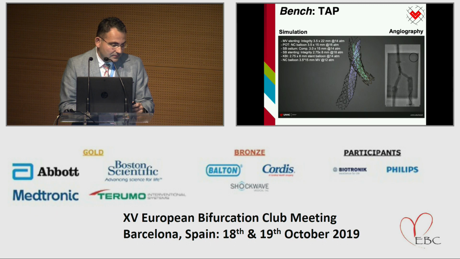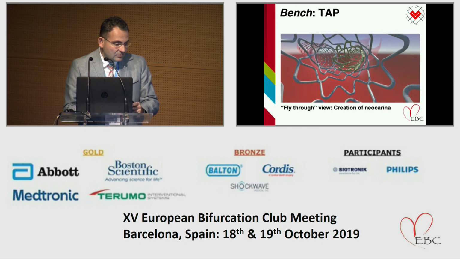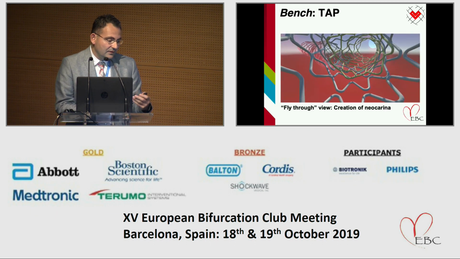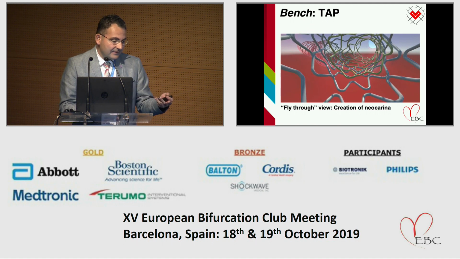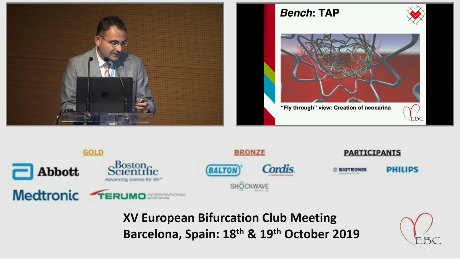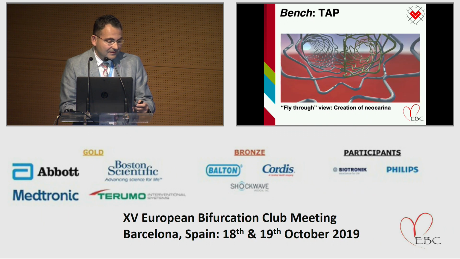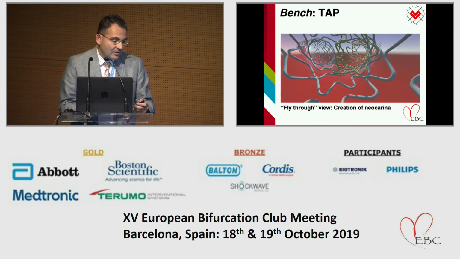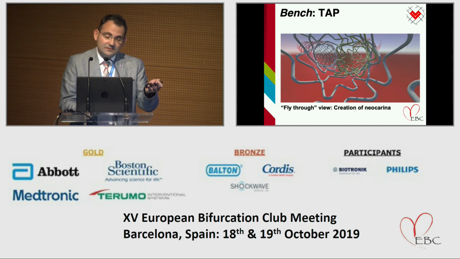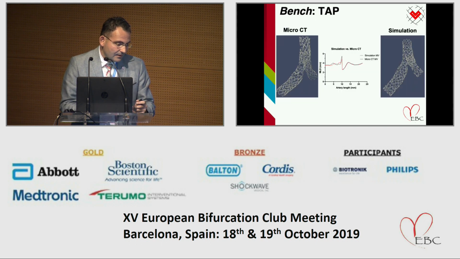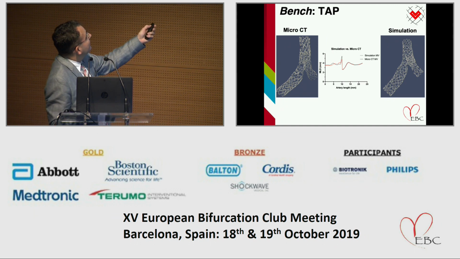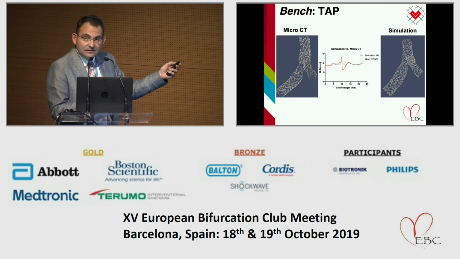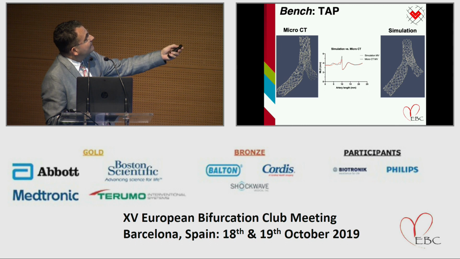And that's it. Also, this is the foundation for a fly-through, so we can fly through. You see here the deployment of the side branch stent, and then now there's an invisible balloon that with the kissing creates the neocarina. So that's how the neocarina looks from the inside. Here we have the micro-CT of the actual case, and that's the simulation. And they're pretty comparable in terms of MLD.